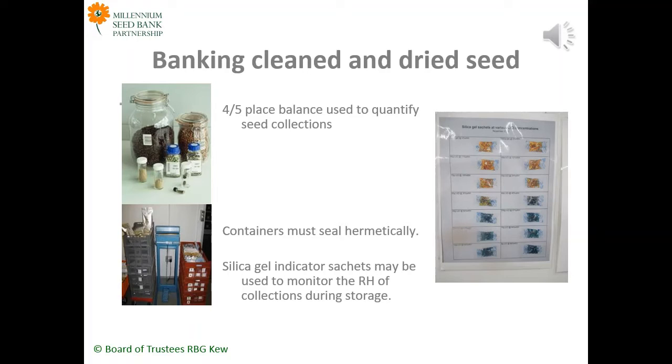Once the seeds are dry and are ready for banking, we need to estimate their quantity. We do that using a digital balance of a suitable size. So we generally use 4 to 5 place balances which are calibrated. We will weigh the total seed collection, and then we will count 5 lots of 50 seed from the collection and weigh those and work out an average. Divide the average into the total, and you'll then get your total number of seeds, and that's recorded on our database. The seeds are then placed in appropriate containers for banking at -20.